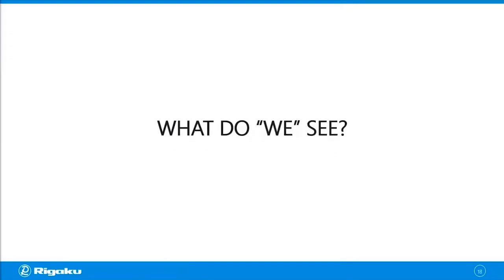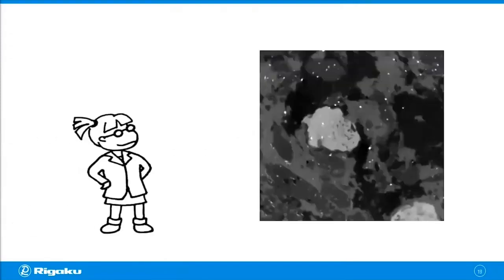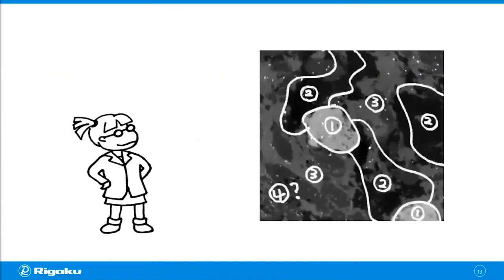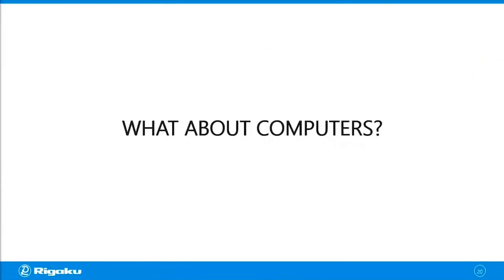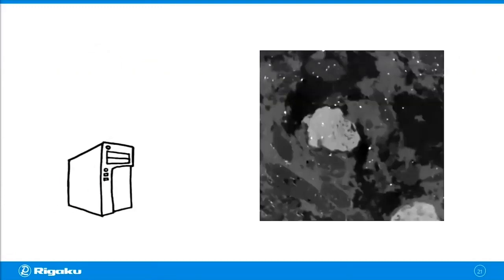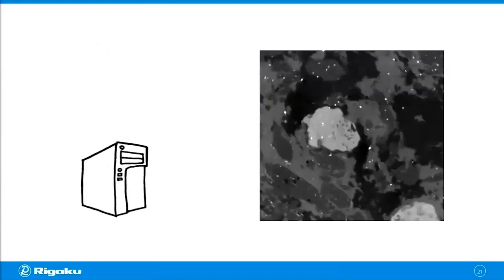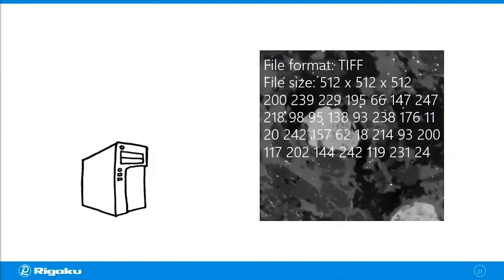What we see in this image is something like, okay, I see 1, 2, 3, 4, maybe 5 phases. And we can do this very easily. And knowing that this is a geological sample, some of you even could tell which phase is what. But what about those computers? When they look at the same image, what goes through their mind, if they have one, is more like this.